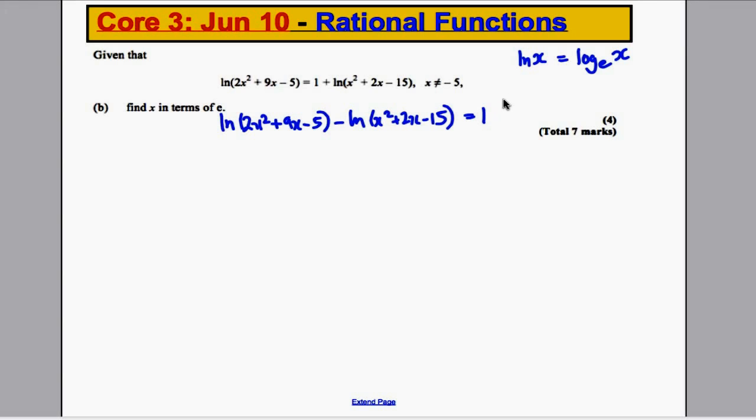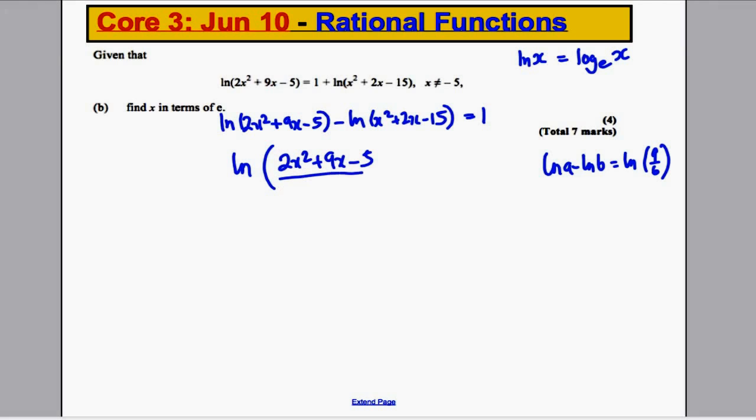Okay, what could I do now? Well, I know that ln A minus ln B is ln A over B. So I could use that rule here. This would be ln of (2x² + 9x − 5) all over (x² + 2x − 15). And I know that's equal to 1.